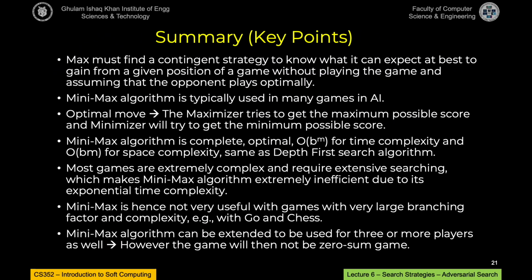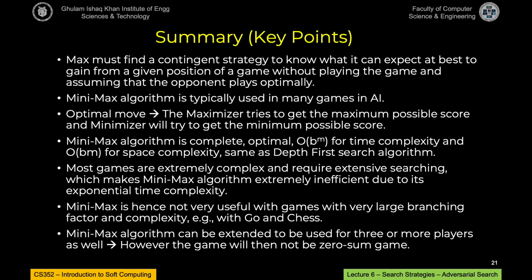Let us now quickly summarize section 6.2. Max must find a contingent strategy to know what it can expect at best to gain from a given position of a game without actually playing the game, and there's also a hidden assumption here that the opponent will play optimally and not make a mistake. So in this particular scenario, Max will try to find the best he can gain out of this particular situation. Then Minimax algorithm is typically used in many games in AI. So a lot of searching games that you see and where a computer is playing against you, it will basically be employing Minimax algorithm underneath.